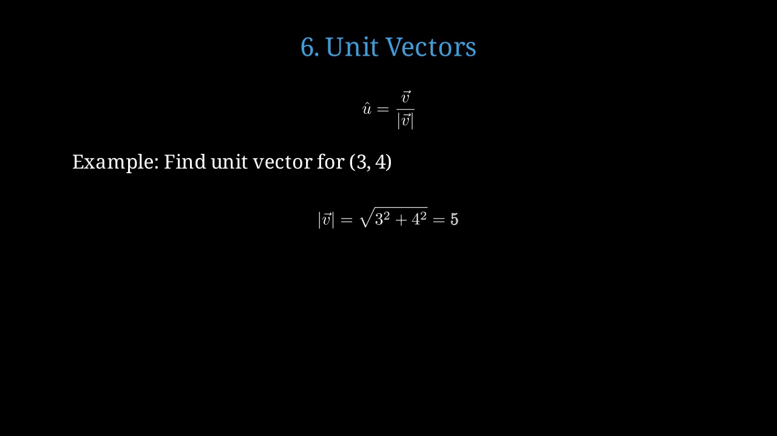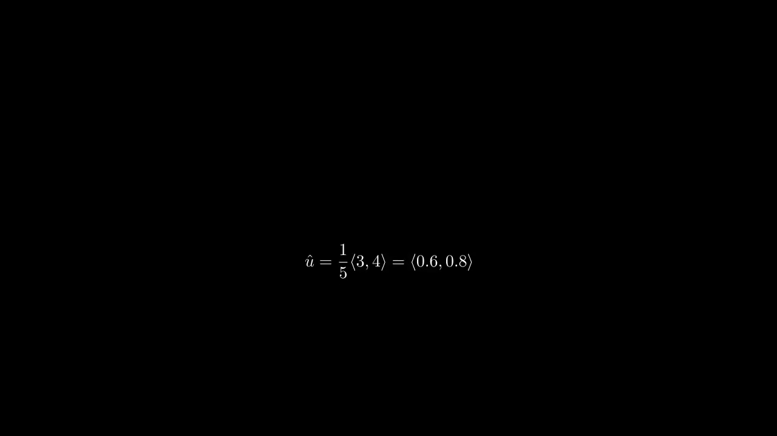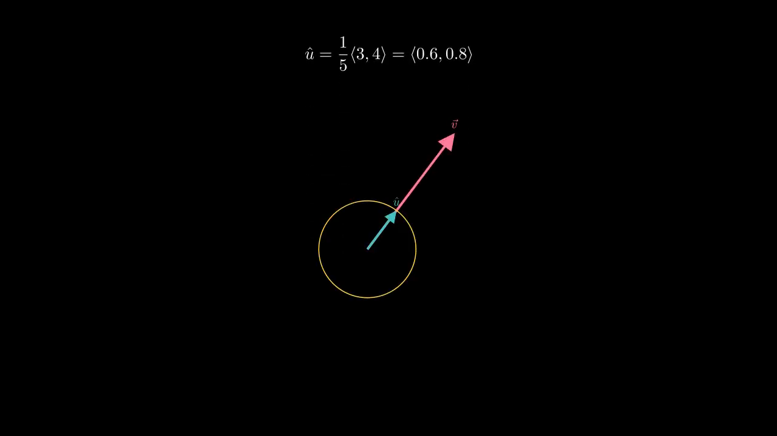Unit vectors have a magnitude of exactly 1 and point in a specific direction. To find a unit vector in the direction of v, we divide v by its magnitude. Let's find the unit vector in the direction of 3, 4. First, we find the magnitude, which is 5. Then we divide each component by 5, giving us 0.6, 0.8. The unit vector has length 1 and points in the same direction as the original vector.